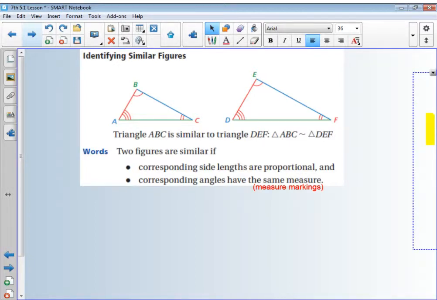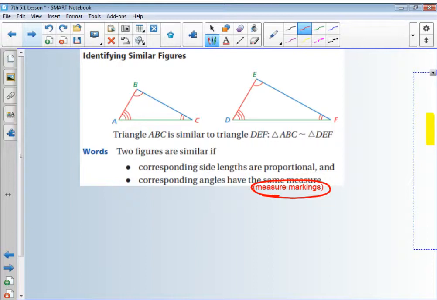When you have shapes that are similar to each other, their angle measures will be equal to each other or equivalent, and their side lengths will be proportional. So when I'm looking at these two pictures that I have here of these triangles, I want to discuss really quick these measurements on the markings, on the angle measures.